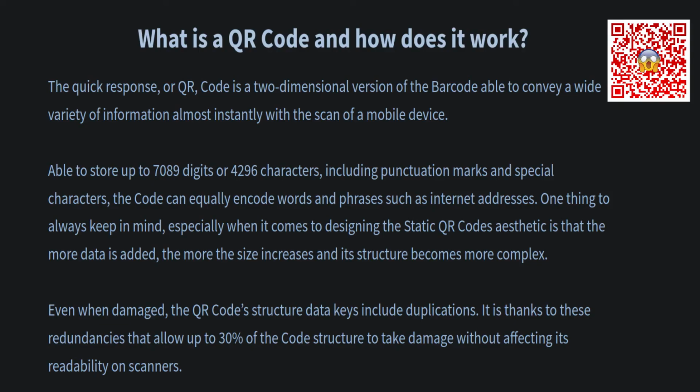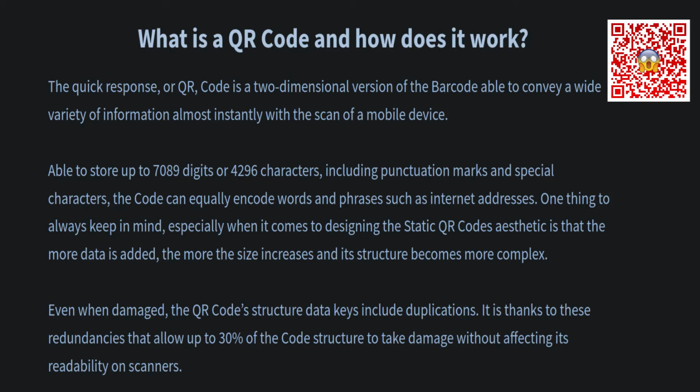What is QR code and how does it work? The quick response or QR code is a two-dimensional version of the barcode able to convey a wide variety of information almost instantly with the scan of a mobile device. Able to store up to 7,089 digits or 4,296 characters, including punctuation marks and special characters. The code can equally encode words and phrases such as internet addresses.